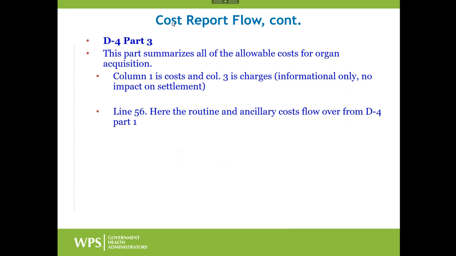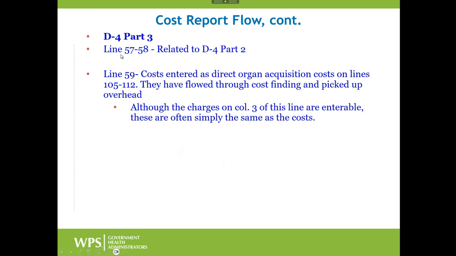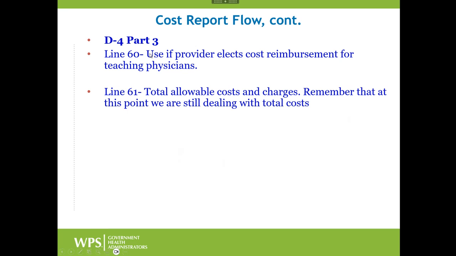So column 1, we're going to see costs in just a little bit. Column 3 will be charges, information only again. But line 56, as I said earlier, this is where the routine and ancillary costs flow over from that D-4 Part 1. Lines 57 through 58 is going to be D-4 Part 2 if you have it, which I said is a rare worksheet. And then line 59, remember all of those quote-unquote direct organ acquisition cost centers on lines 105 through 112? This is where they get summarized right here. And we're going to see that in just a little bit.